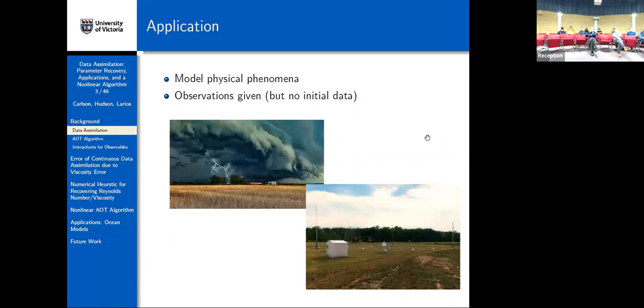So the point of looking at, for example, the Navier-Stokes equations, of course, is to model the real world, right? We want to model ocean flow or air flow or some sort of fluid flow. So we want to model these physical phenomena like the oceans or the atmosphere. And in these specific situations, we have a lot of observations, but there's no initial data, right?